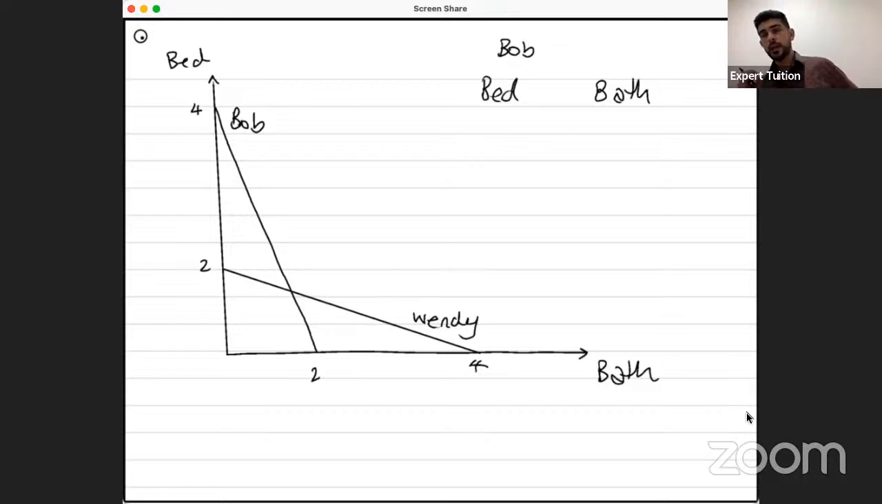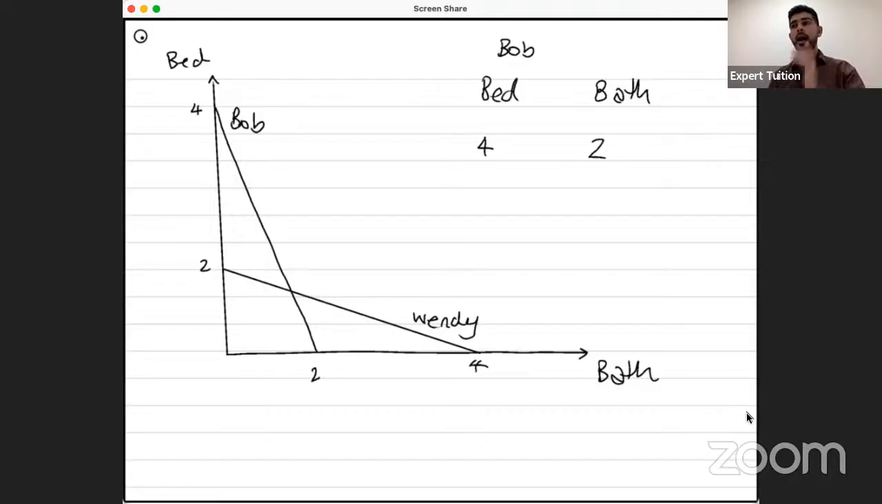Question number one. If Bob does nothing but bedrooms, how many bedrooms could Bob make? Well, do you guys agree that Bob would make 4 bedrooms? And if he's producing 4 bedrooms, that means he's not making any bathrooms. How many bathrooms would he have sacrificed? Well, do you guys agree that he's given up 2 bathrooms? So I put 2 over here.